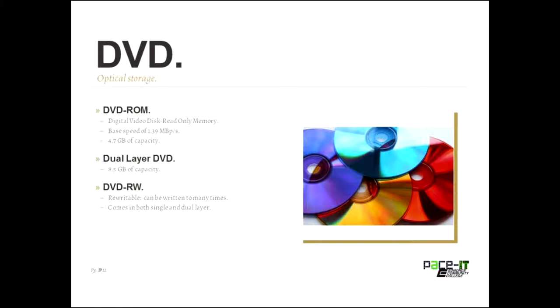We still found that that was not enough, so they developed the dual-layer DVD. Now, a dual-layer DVD, guess what? It has two layers that can be written to. It has a max capacity of 8.5 gigabytes, so you essentially double the DVD. And your options here are the DVD-RW, which means that it is rewritable. It can be written to many times, and your DVD-RW comes in both single layer and dual layer.